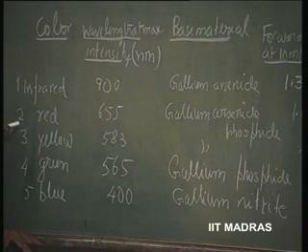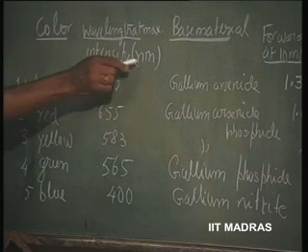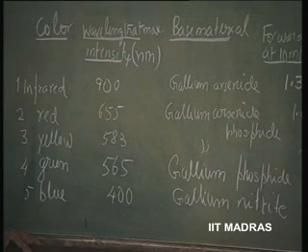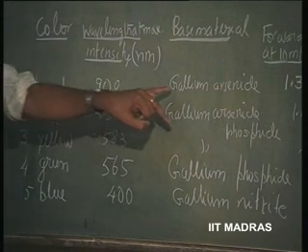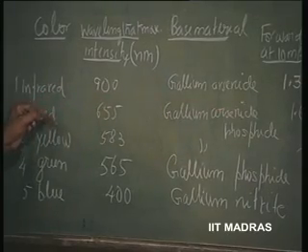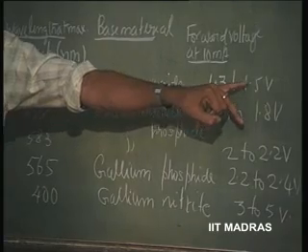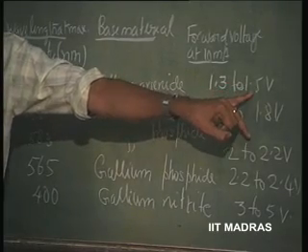Infrared, that is 900 nanometers, is the wavelength of this particular light, and gallium arsenide is the material which gives you this color, and the forward voltage is 1.3 to 1.5 volts.